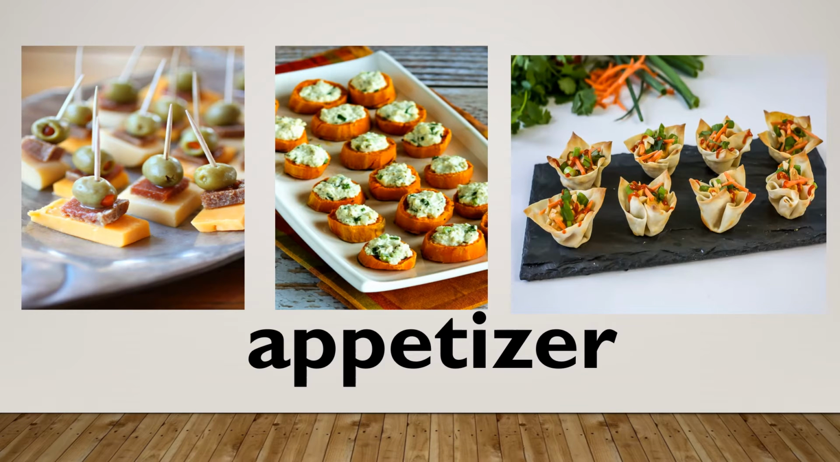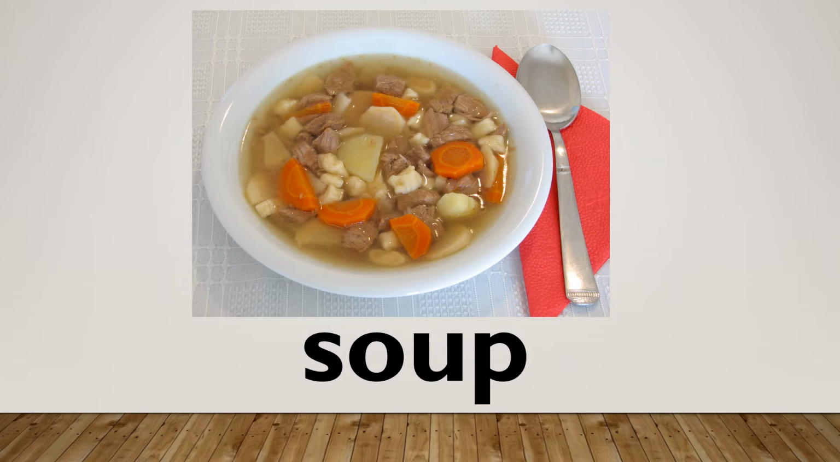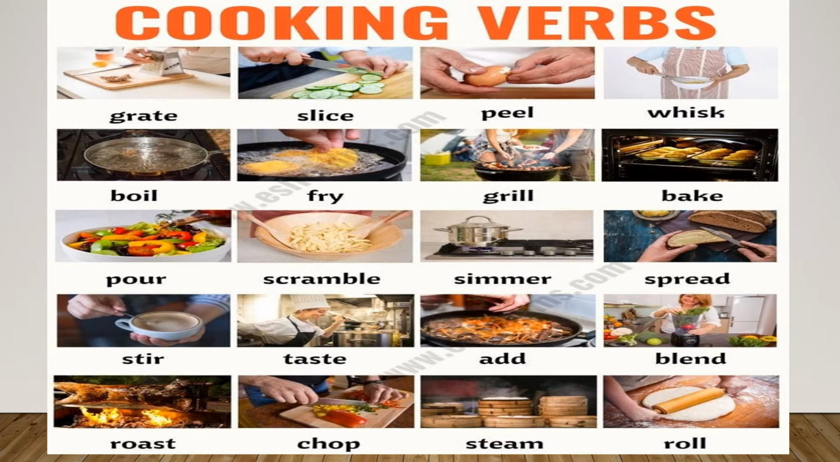Before we start our meal, we start with appetizers. Before the main dish, we start with appetizers. Appetizers can be soup or salad. Cooking verbs include grate, slice, peel, whisk, boil, fry, grill, bake, pour, scramble, simmer, spread, stir, taste, add, blend, roast, chop, steam, and roll. We're going to learn some of these cooking verbs in more detail now.